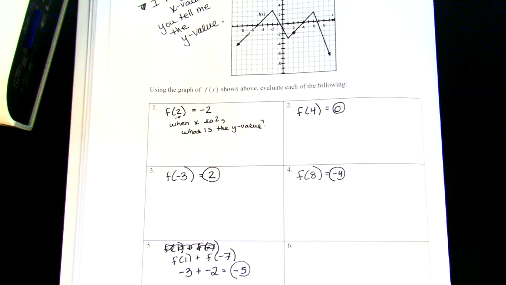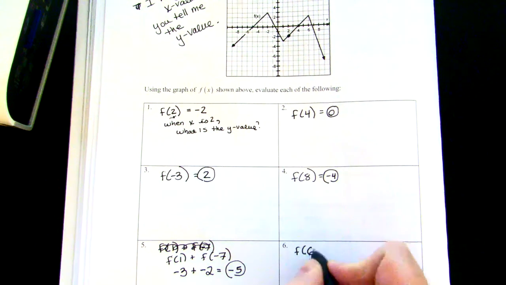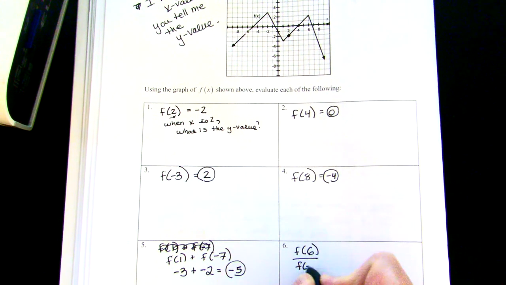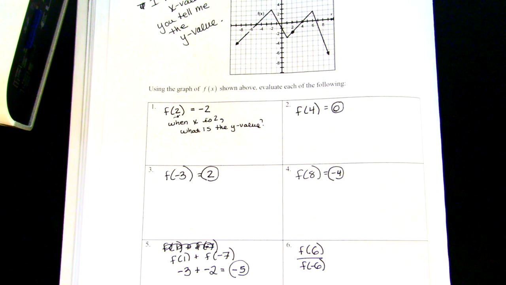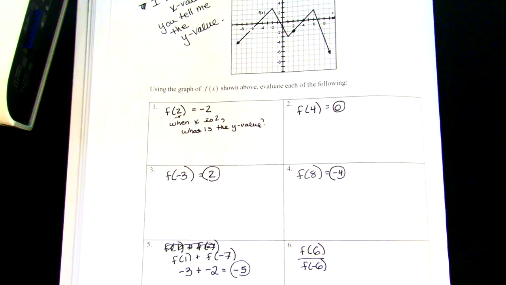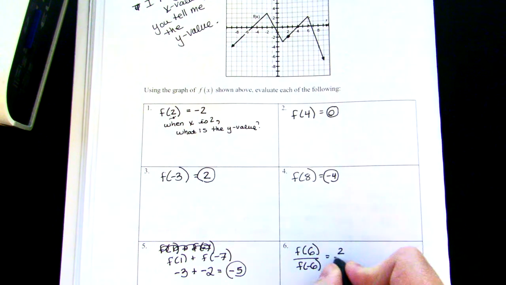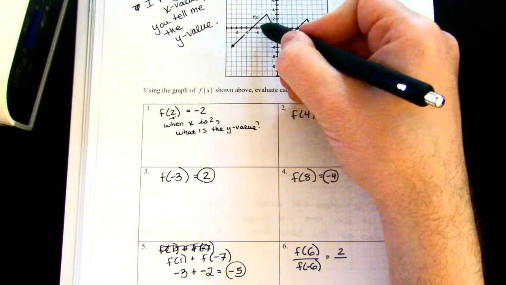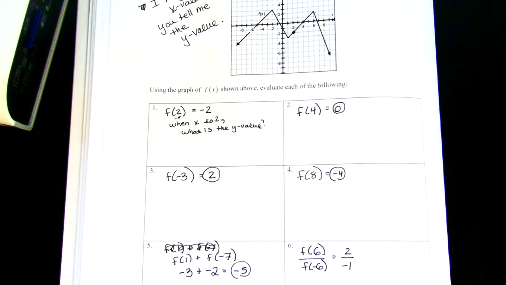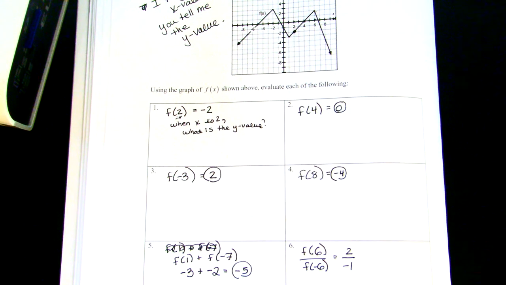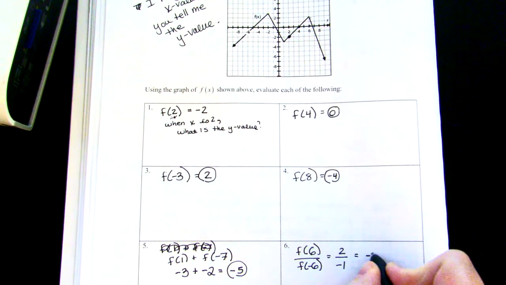Last one. See if you can do f of 6 divided by f of negative 6. We're going to do f of 6 divided by f of negative 6. Well, get me started. What's f of 6? F of 6 looks like 2. F of negative 6 looks like negative 1. So what is f of 6 divided by f of negative 6? 2 divided by negative 1? Negative 2.